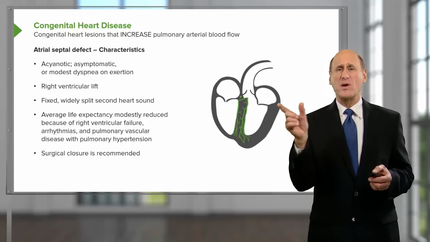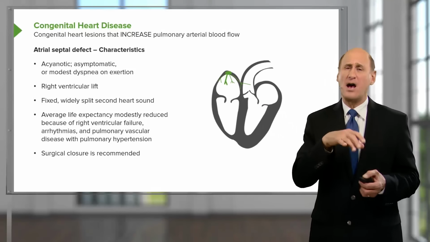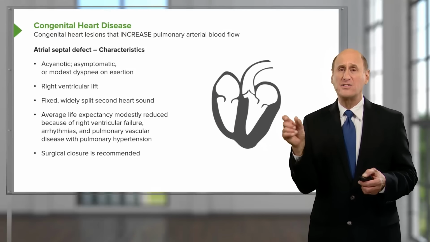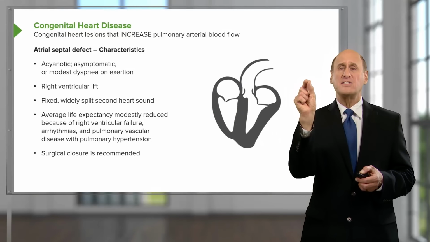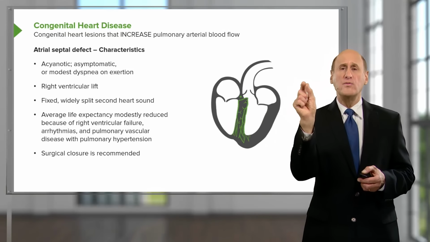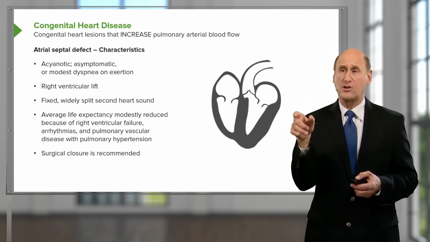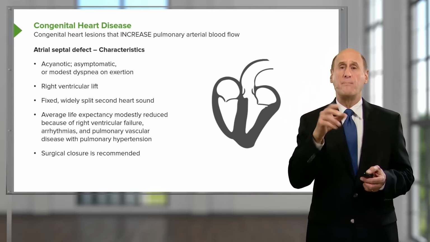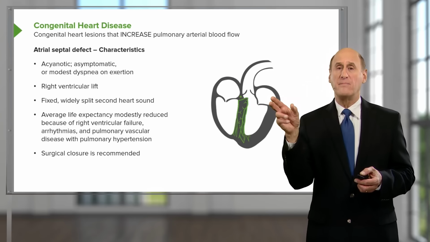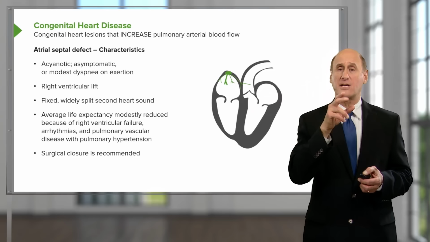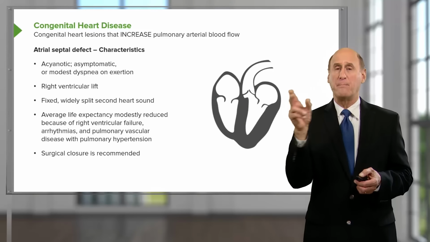Now remember, with respiration, we talked about this early on when we talked about the normal cardiac exam. The second heart sound splitting moves with respiration. It gets wider during inspiration and narrower during expiration. Let me show you an example. It's bum-ba-dum, bum-ba-dum. That's in inspiration, and in expiration it's bum-ba-dum, bum-ba-dum.